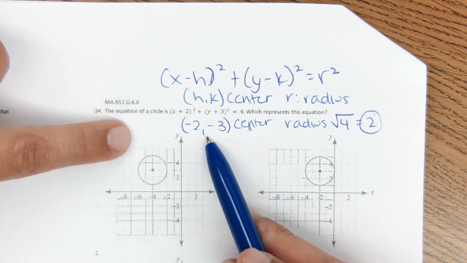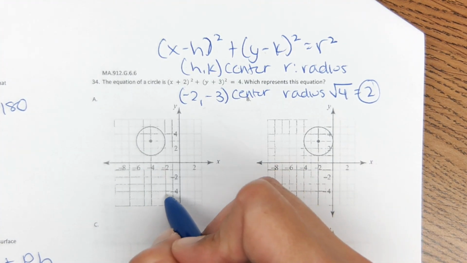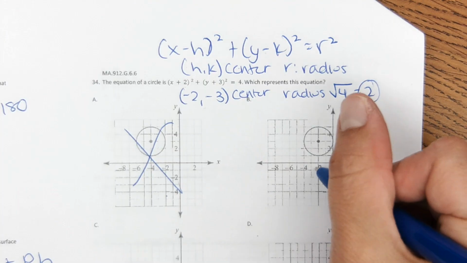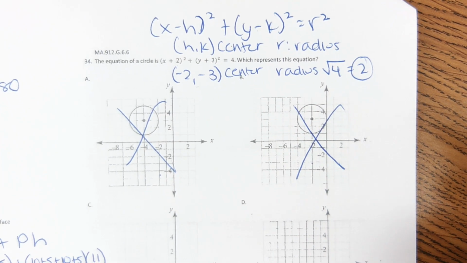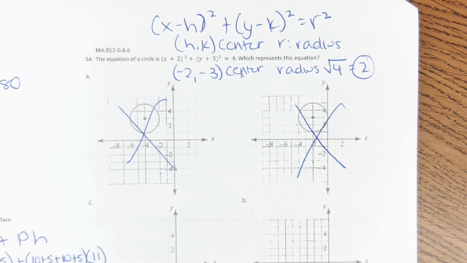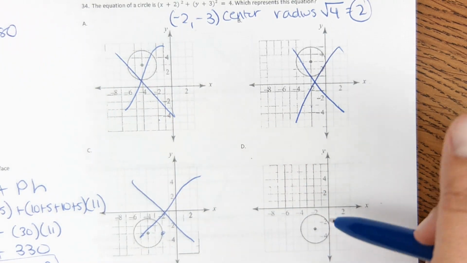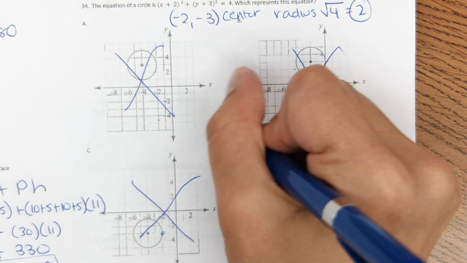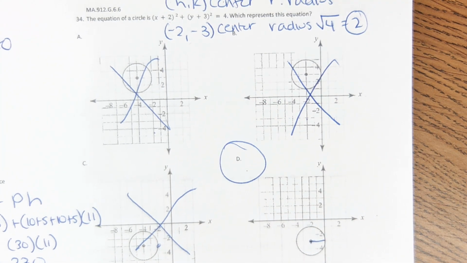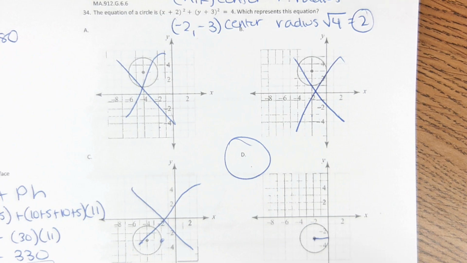So I'm looking for the circle with a center -2, -3 and a radius of 2. So -2, -3, not this one. -2, -3, nope. This one right here, C. -2, -3. It's on the circle, but it's not the center. Nope. -2, -3. There's the center. And then a radius of 2. Yes, so the answer is D. Thank you. Next.